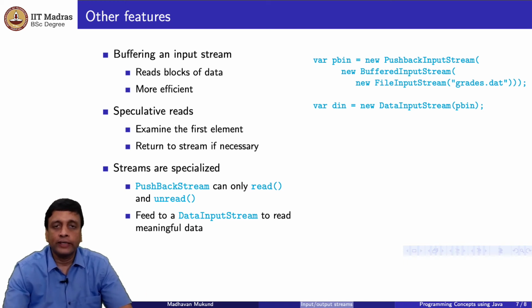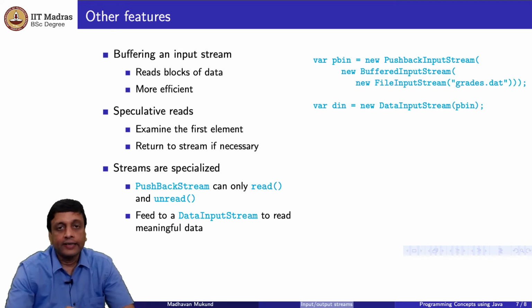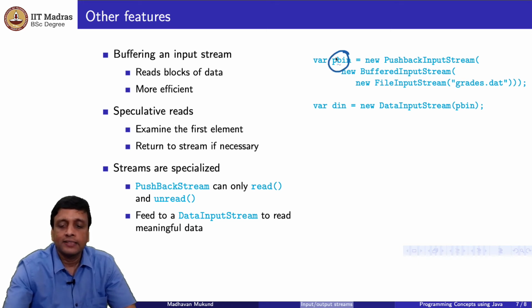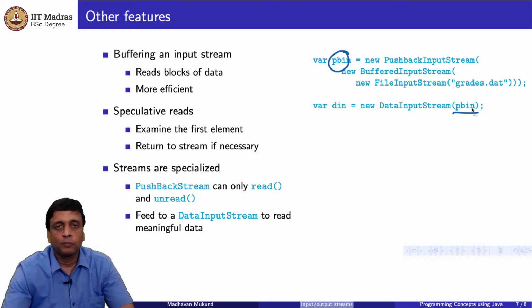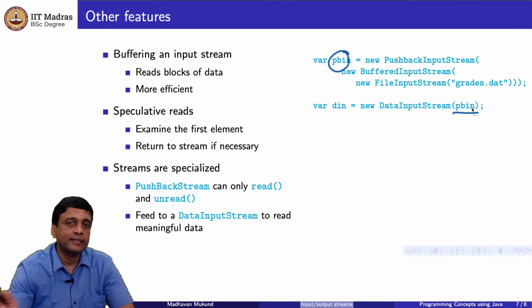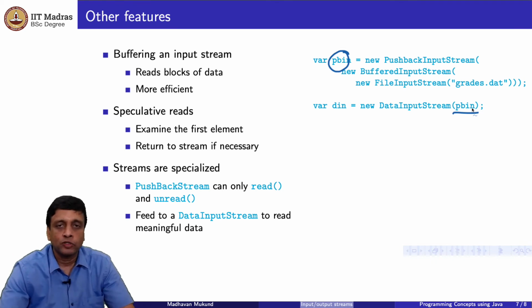So if I then want to take this data that I have read and unread and interpret it as some binary data, then I must take this stream and create a data input stream on top of it. Before I invoke the data input stream, I use the pushback stream to check whether the data should be passed to the data input stream or not.